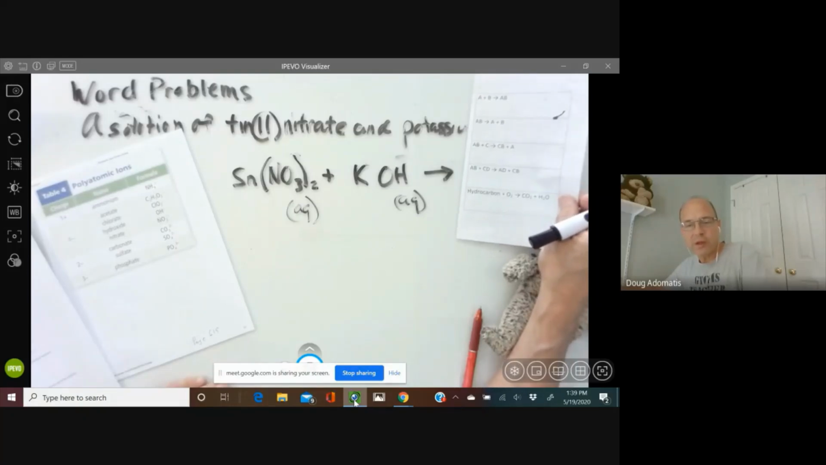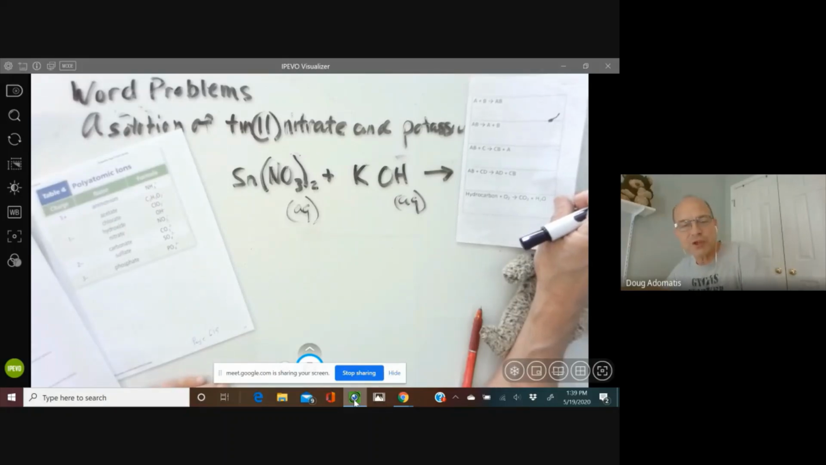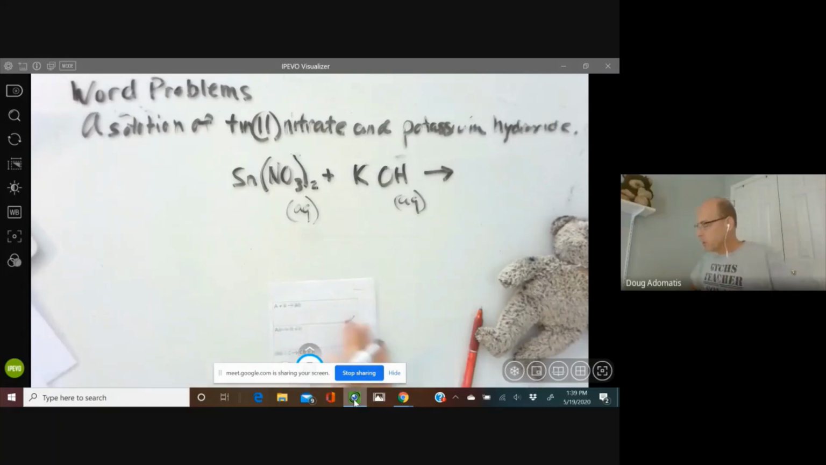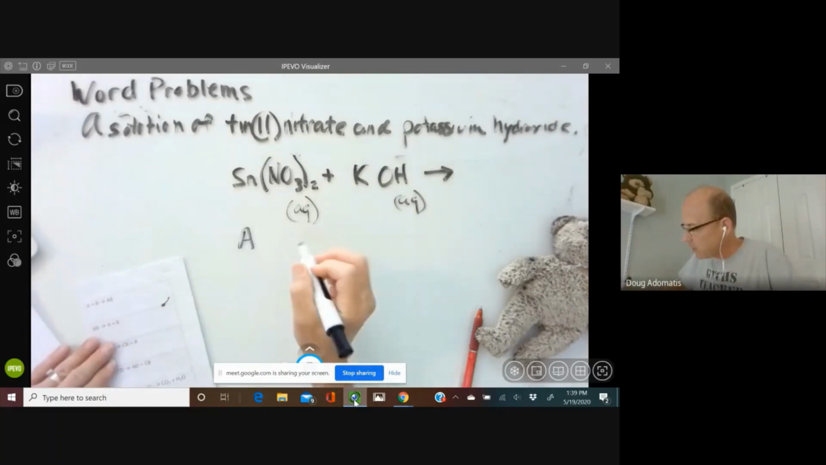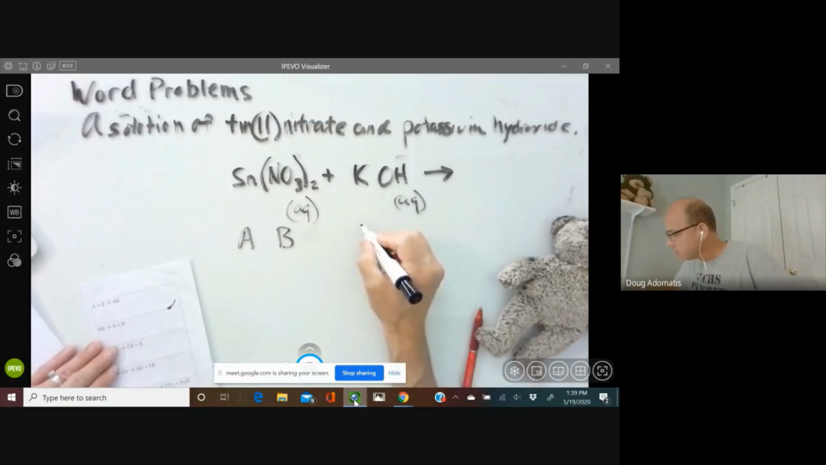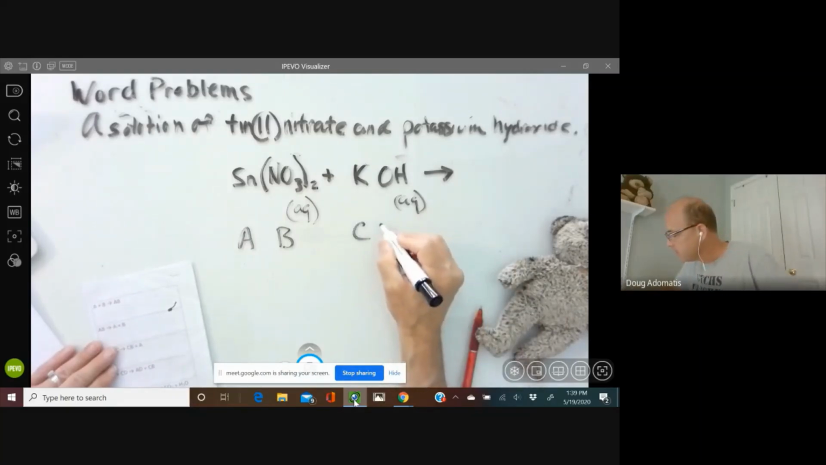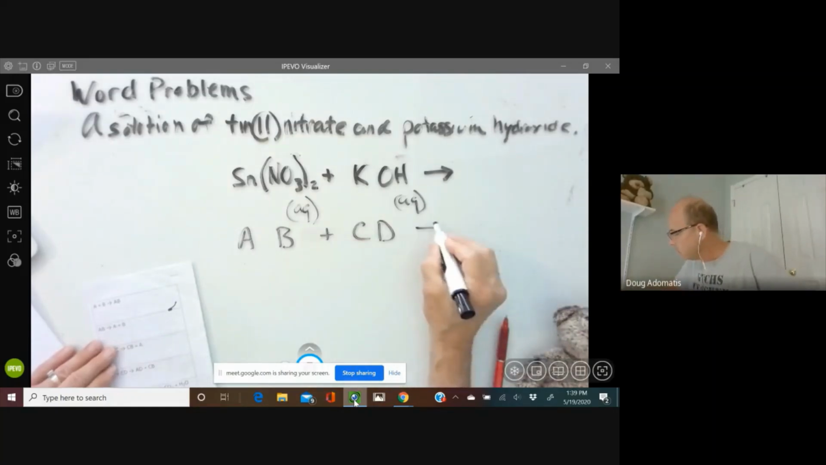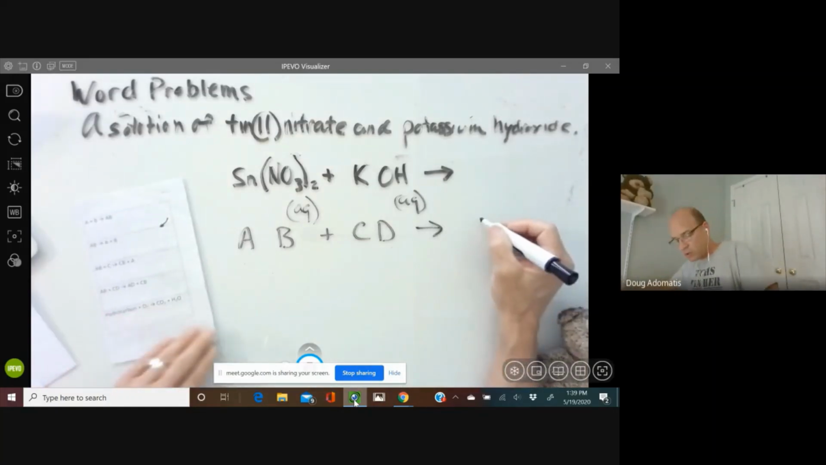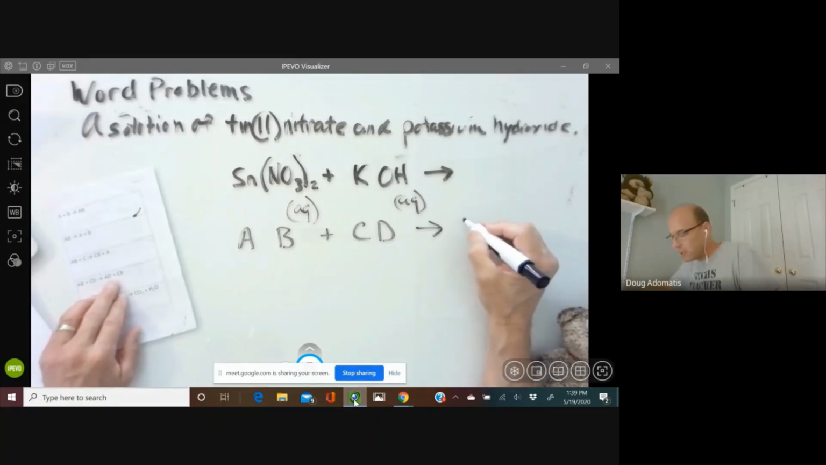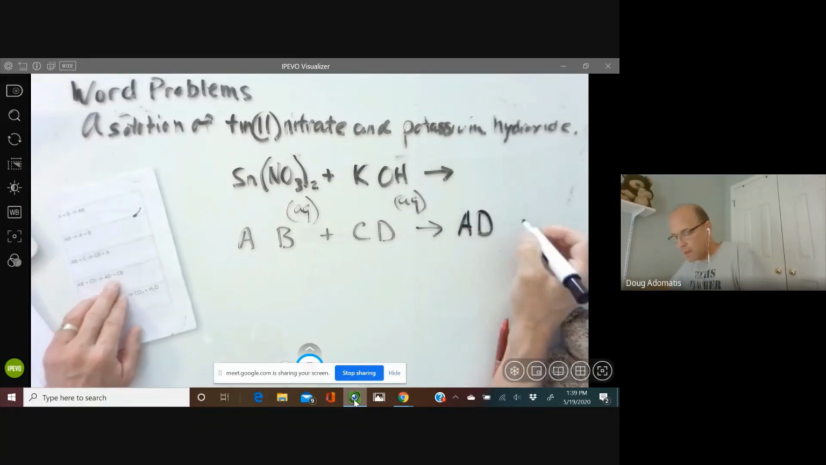You're pointing to it, Mr. A. Yes, this is a double replacement, the old switcheroo, the swingers reaction, right? So in this case, A is represented by tin, B is represented by the nitrate particle, C is represented by potassium, D is represented by the hydroxide ion. And if you follow your model, what's going to happen is that instead of AB plus CD, what you're going to get is AD plus CB.